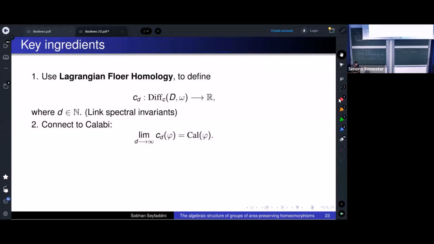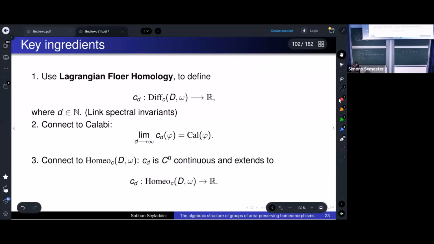Now, the story has to obviously tie in some way with homeomorphisms, and that comes through the next statement. We prove that the c_d, although they're defined for diffeomorphisms, can be extended to homeomorphisms. For each fixed d, c_d is C0 continuous and extends continuously to area preserving homeomorphisms of the disk. So these invariants, which are defined via Floer homology, an extremely smooth tool, somehow extend to homeomorphisms, and this way we are able to define Floer theoretic invariants for homeomorphisms. And now, once you have these three components, yes.